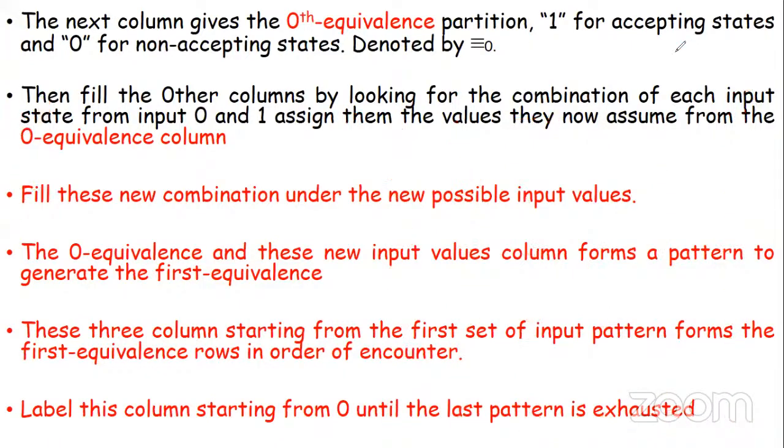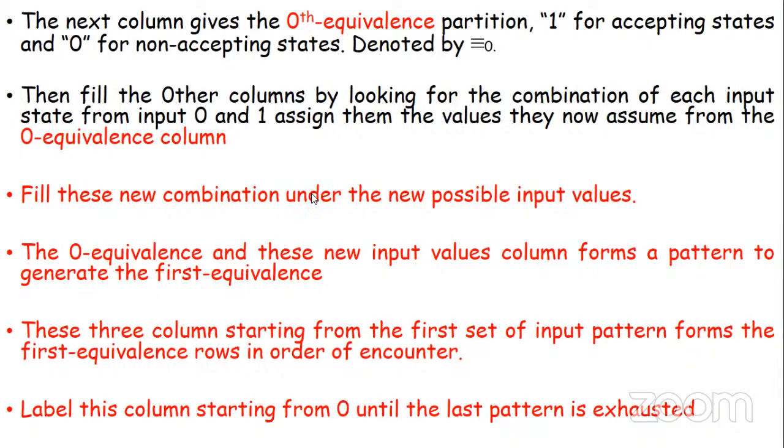Clear all. So this is just a form of explanation. The next column gives 0 equivalent: partition 1 for accepting states and 0 for non-accepting states, denoted by E0. Now fill the other columns by looking at the combination of each input, starting from input 0 and 1. Assign them the values they now assume from the 0 equivalent. Fill this new column combination under the new possible inputs, the 0 equivalent, and these new input value columns form a pattern to generate the first equivalence.